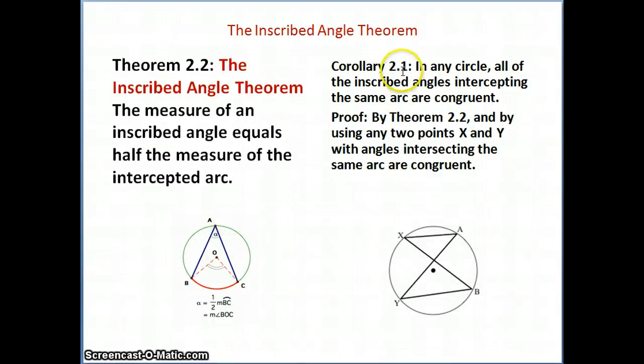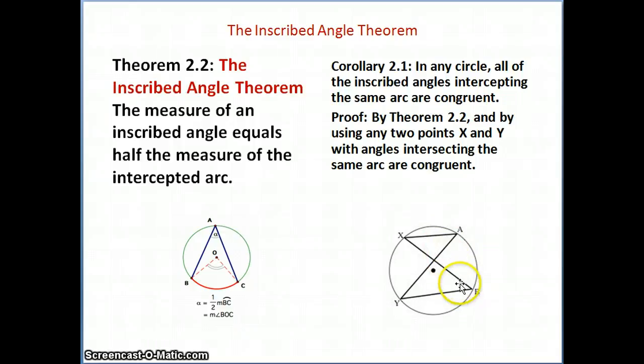And the corresponding corollary: in any circle, all of the inscribed angles intercepting the same arc are congruent. This is a very useful corollary. Suppose we pick two points, X and Y, and we pick another point A, and we connect XA and YA, so we get an inscribed angle. Then we pick another point B on the circle, connect XB and YB, and we get another inscribed angle. So we have two inscribed angles here, at A and at B.